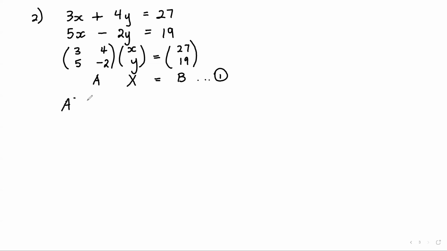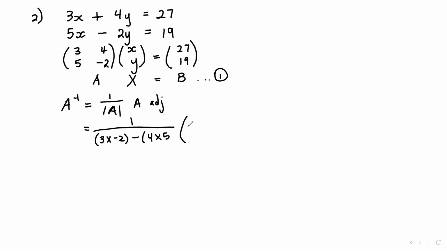A inverse, if you recall, is 1 over the determinant of A multiplied by the adjoint of A. So this will be 1 over the determinant of A, which will be 3 times -2, take away 4 times 5. So that would be the determinant. I'm just writing it all out here, right? Times the adjoint.